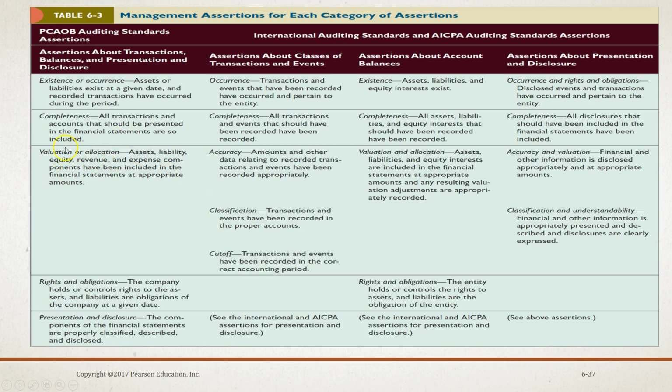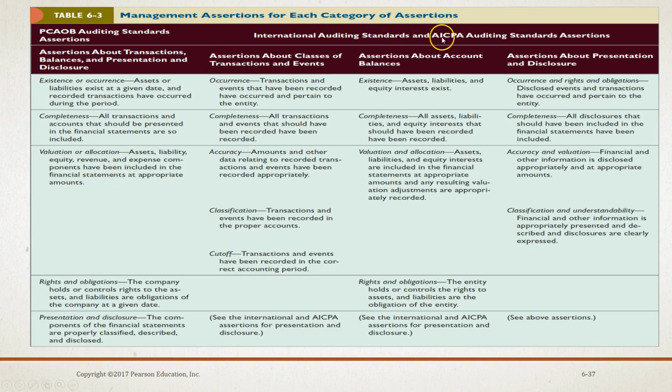We have valuation or allocation, meaning, for the sake of argument, if we have an accounts receivable, it is on the books at the net realizable value. So again, if we believe we have $1 million receivable, $200,000 should be reserved, we hopefully see a net realizable value of $800,000 on the financial statements.